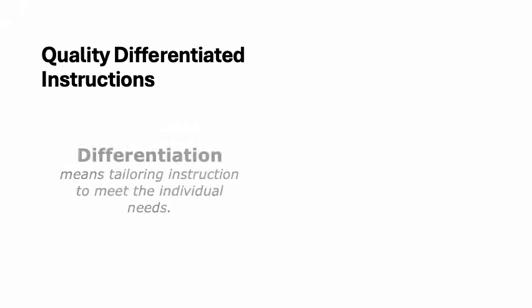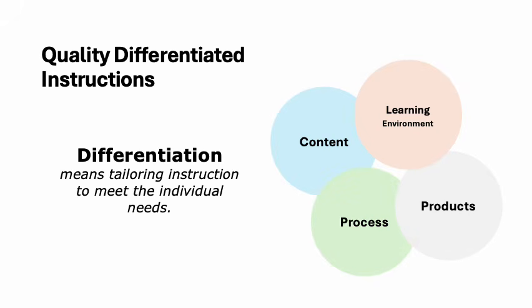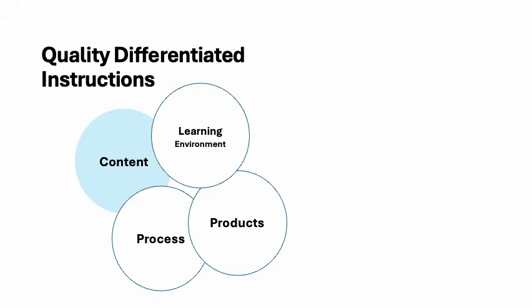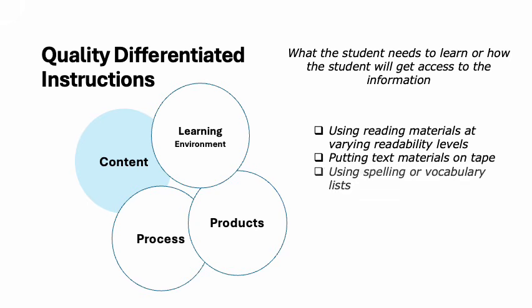Now, we have differentiated instruction that tailors learning to meet individual needs. So this can happen through content, process, product, or learning environment. Let's try to discuss the first one. Content differentiation uses varied materials to help learners access information. These may include audio materials, reading buddies, or small group reteaching.